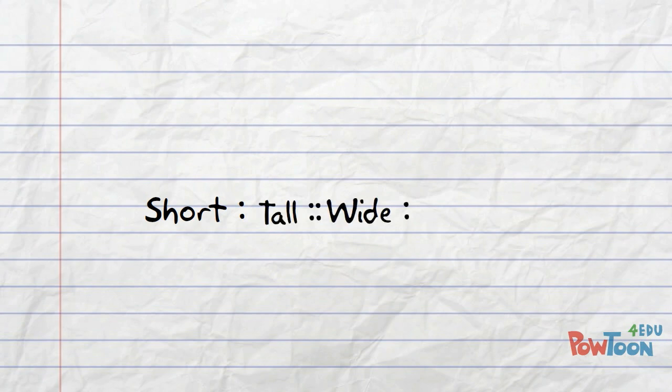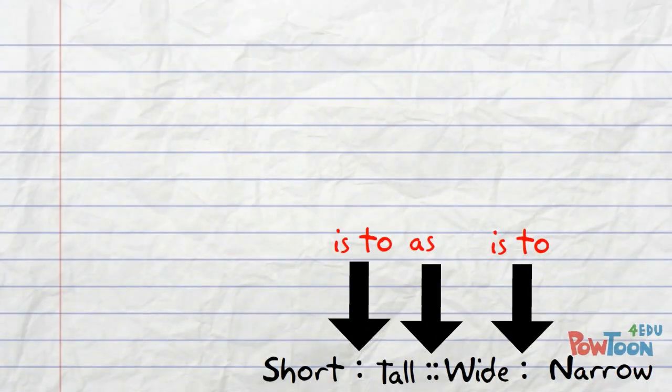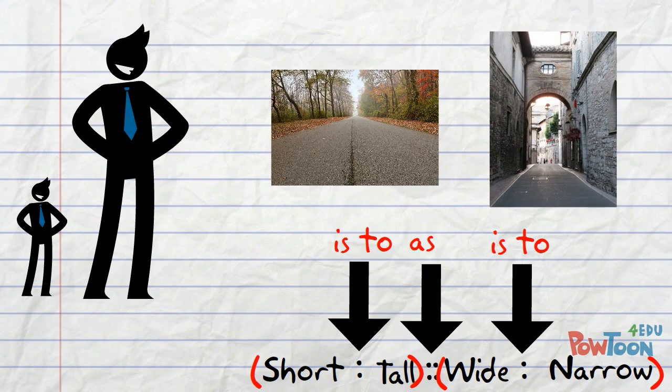In order to understand how to use analogies, you have to understand how they are written. When you see an analogy, most often you'll see a word, a colon, another word, 2 colons, a word, a colon, and a final word. It's read like this. Short is to tall as wide is to narrow. What this little phrase means is that the relationship shared by the first pair of words is the same as the relationship shared by the second pair of words. In this case, the words are opposites. Short and tall are opposites, and wide and narrow are opposites.